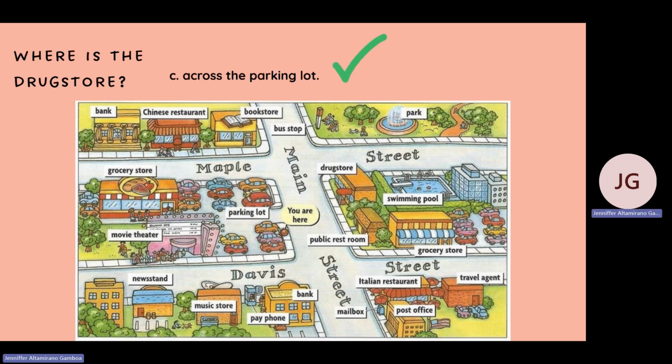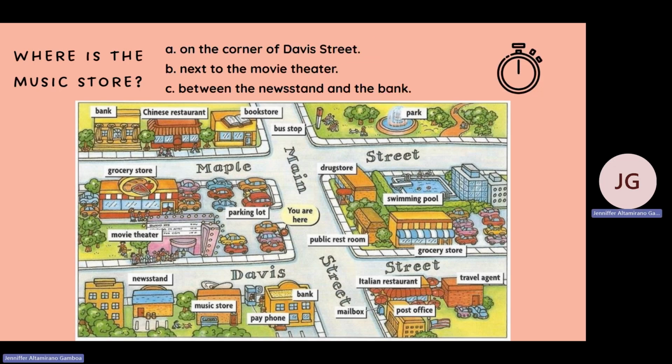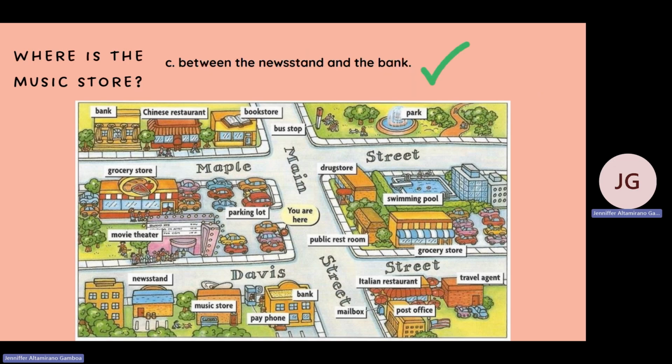Great. Let's move on. Where is the music store? A. On the corner of Davis Street. B. Next to the movie theater. Or C. Between the newsstand and the bank. And the answer is C. Between the newsstand and the bank.